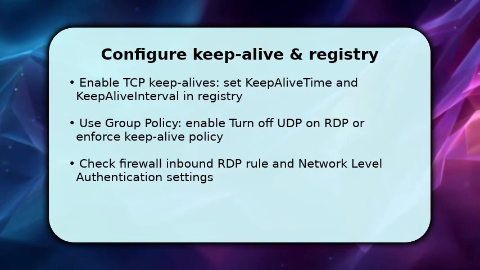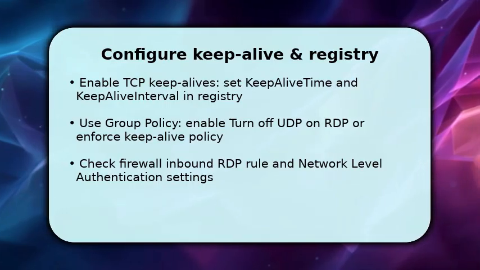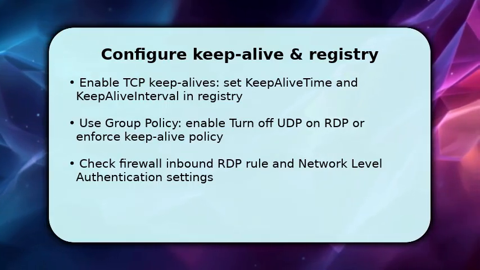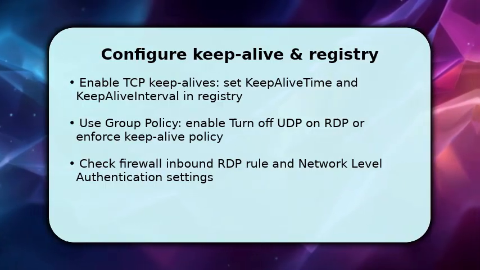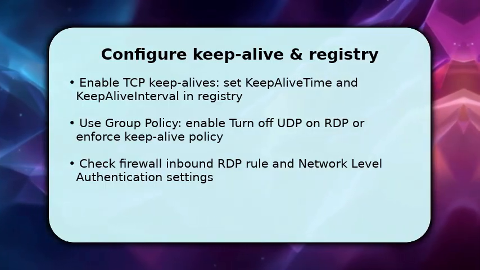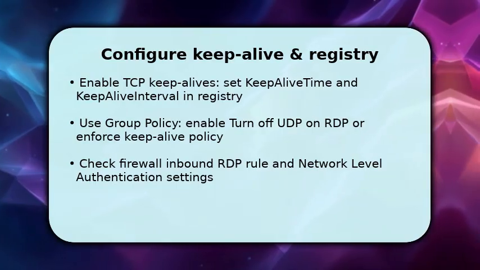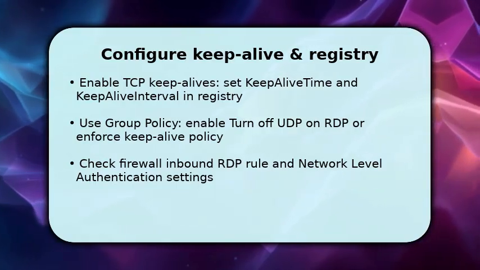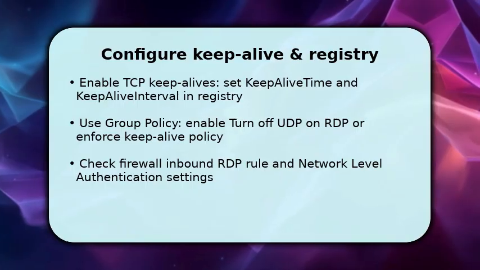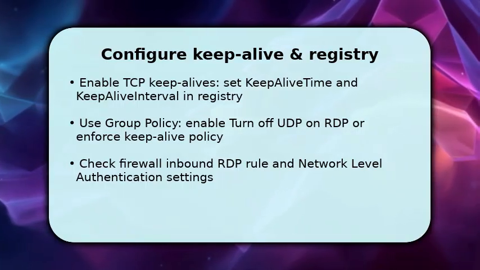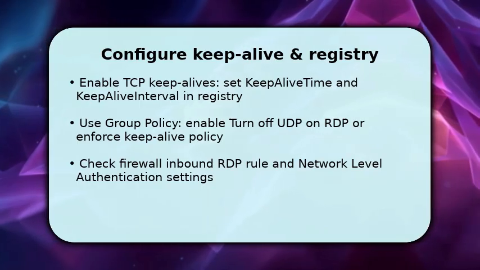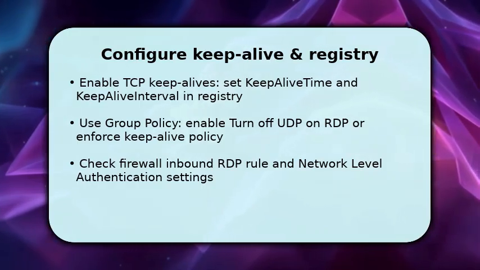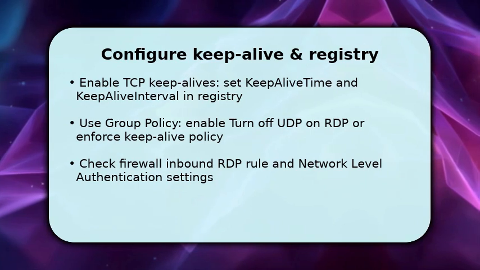Now you move into detailed networking. Enable TCP keep alives so the server and client exchange periodic packets and avoid idle dropouts. In registry under HKLM/system/current control set/services/tcpip/parameters, set keep alive time to 300,000, 5 minutes, and keep alive interval to 1,000. Alternatively, enforce keep alive via group policy if available.